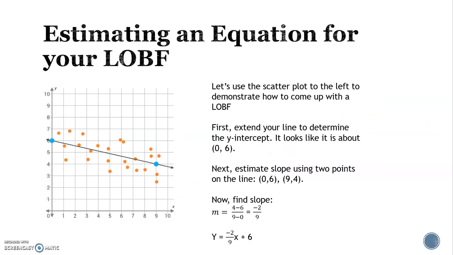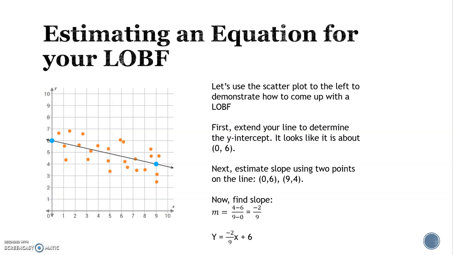Okay, so the next thing I want to talk about is actually coming up with an equation for that line of best fit. So we looked at how to draw them, but once you draw them, how do you come up with an equation? Well, let's use a scatter plot as an example. So look at the one to the left here. The orange data is the actual data.